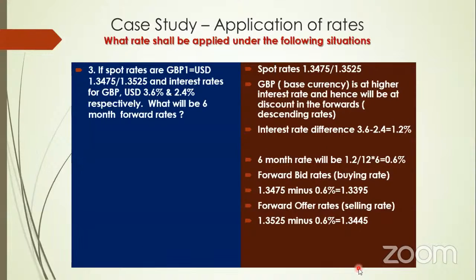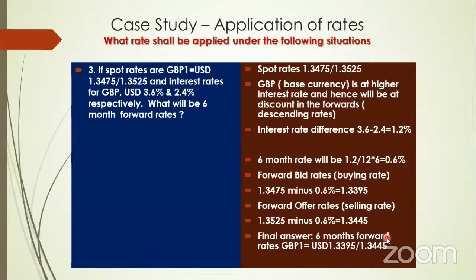Now how many of you understood this? Here I have minus. Now I have only forward rates. I have calculated both. Now the final answer will be like this. GBP/USD will be 1.3395, 1.3445. This rounding, don't get confused. You look at the options. If they have rounded, you click whichever answer is nearest to yours.